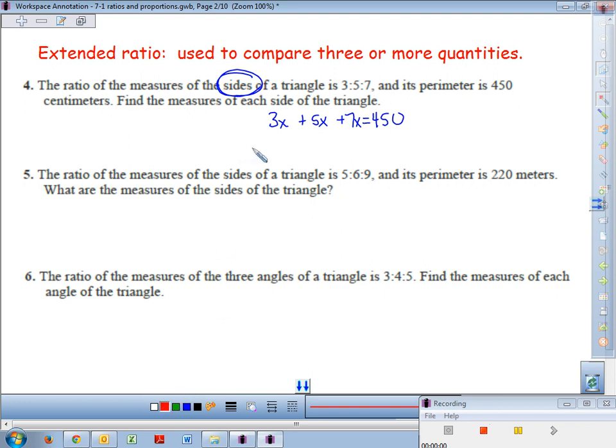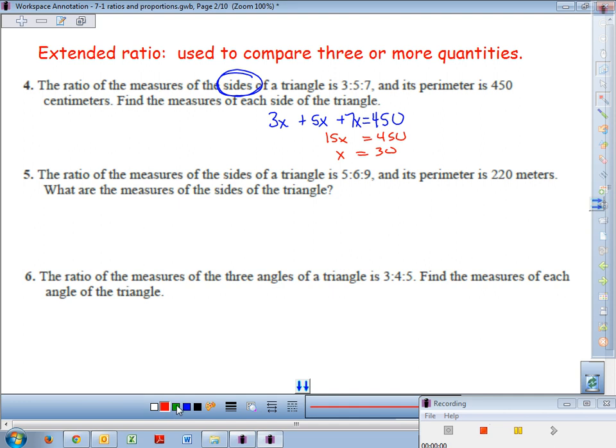And then we'll combine like terms. 3x and 7x is 10x, plus 5 more is 15x, equals 450. Don't combine like terms right away. Give me that blue equation there so I can see that you used the ratio properly. Now we'll just solve for x, and if you divide both sides by 15, x equals 30.